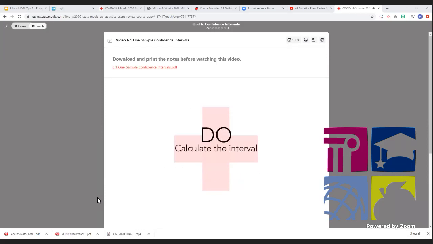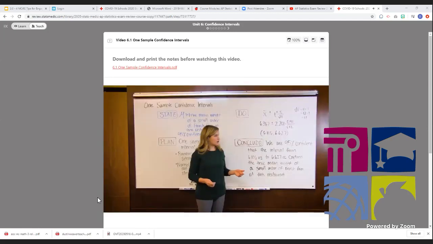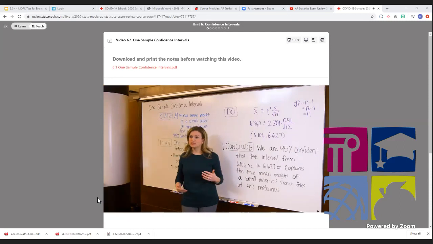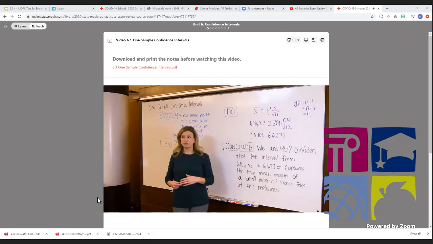So now that I've hit both of my conditions, I can move on to the do portion. And in the do portion, we're just going to go ahead and actually calculate our interval. Now, I have a formula written here, but you actually don't need it for the AP exam in order to get full points. I like to encourage my students to write it anyways to help you keep your numbers organized and to make sure that you haven't used, for example, a Z instead of a T.